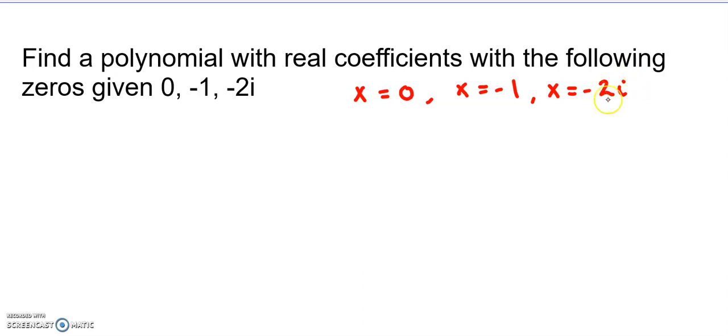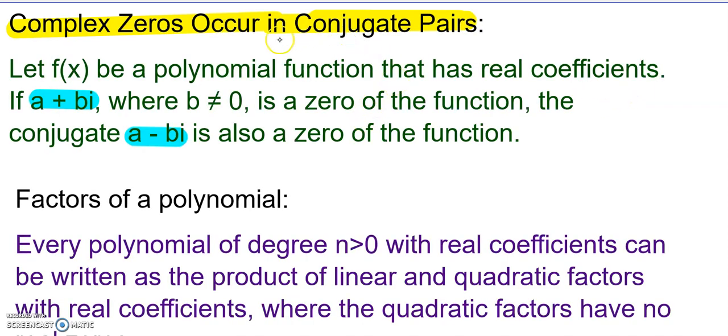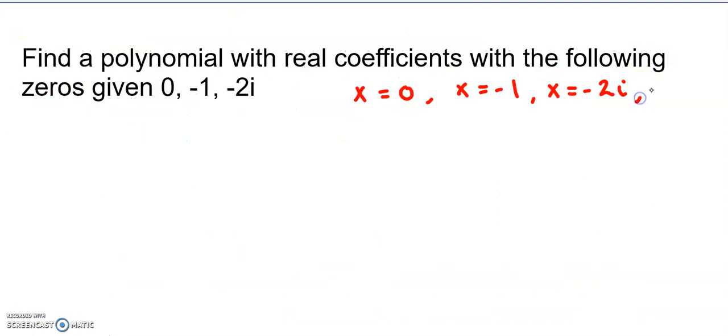Now, right here, this -2i, that's a complex zero. And we just talked about up here that complex zeros come in conjugate pairs. So instead of 0 minus 2i, we'd have 0 plus 2i. So this polynomial that we're going to write here is going to be of degree 4. There's 4 zeros. Now, let's go ahead and write this function. I'm just going to call it f of x. And I'm going to write each of these as factors.